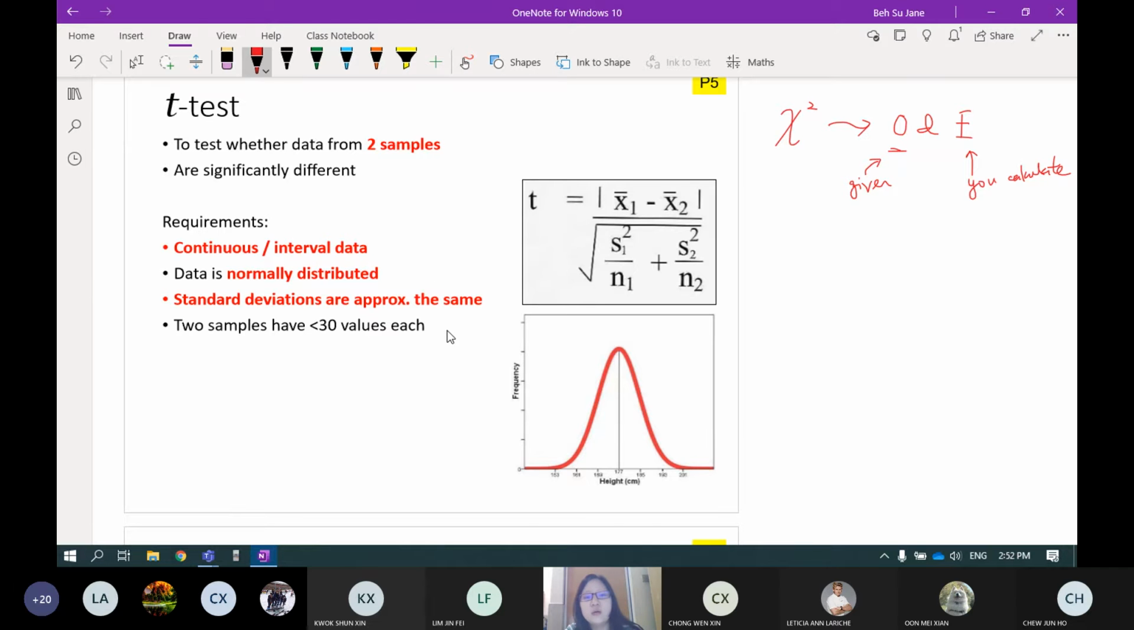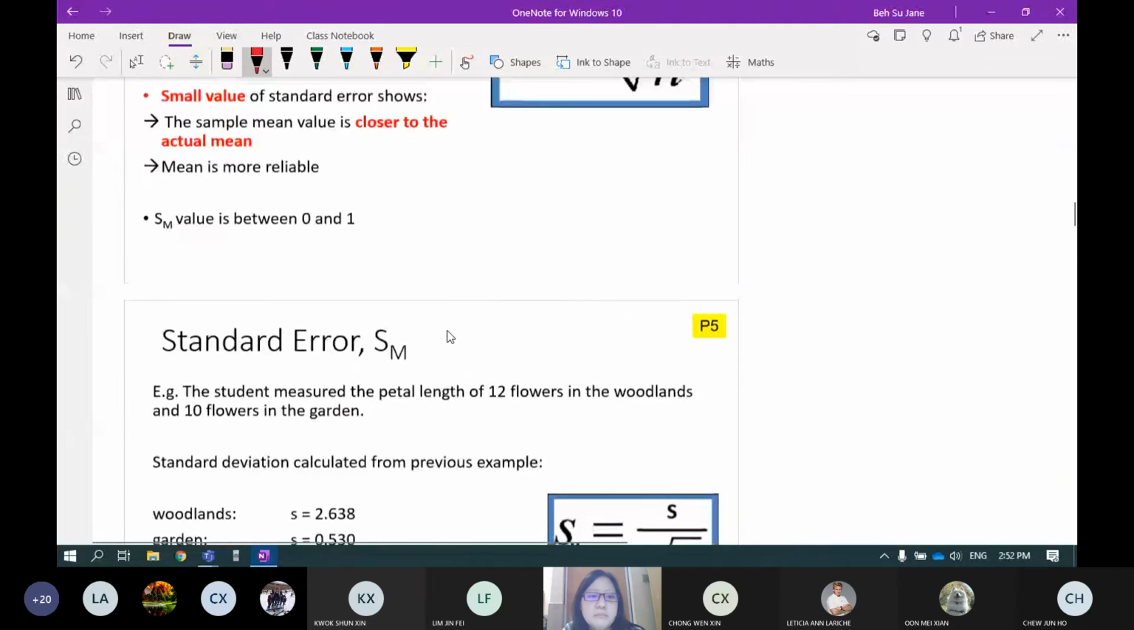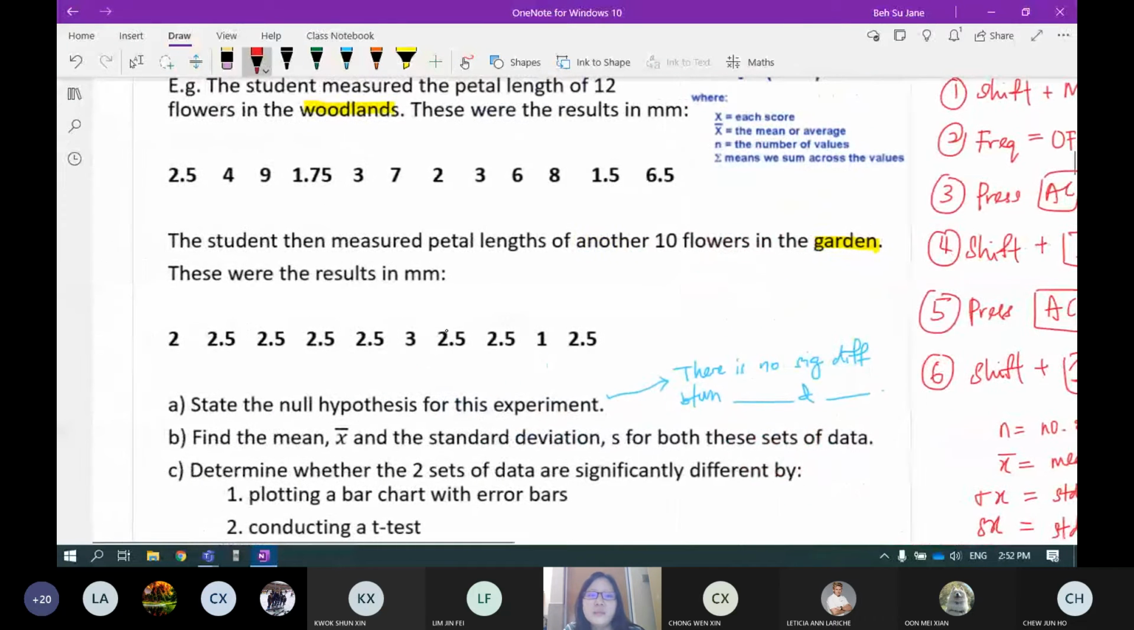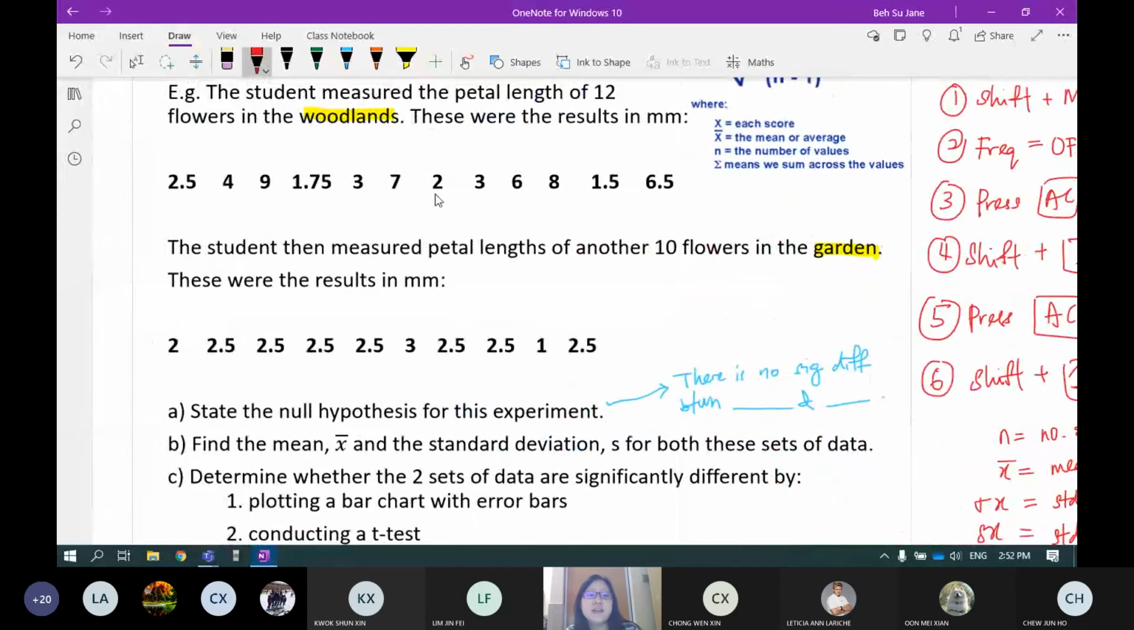So let's look at our data here and figure out whether our data meets those requirements. So this is our data here. Is it continuous? We have established that yes, there's 1.75, 2.5. It's not discrete. There's always intermediates.